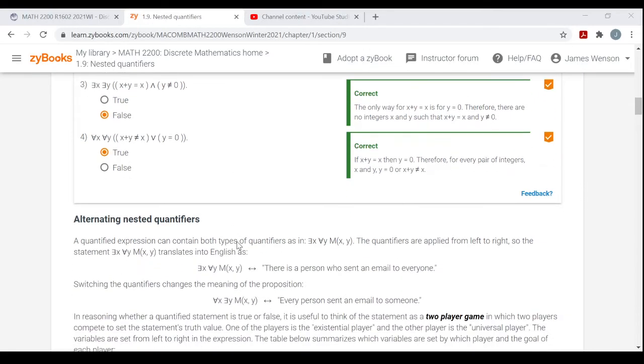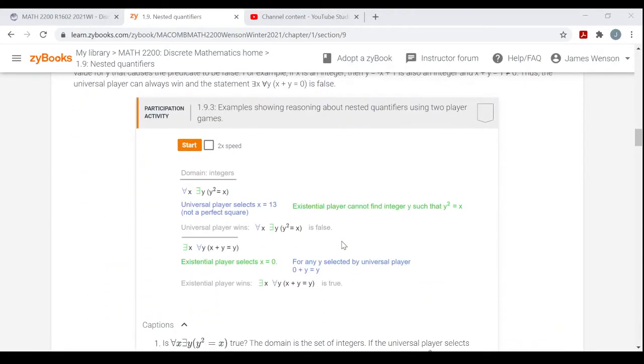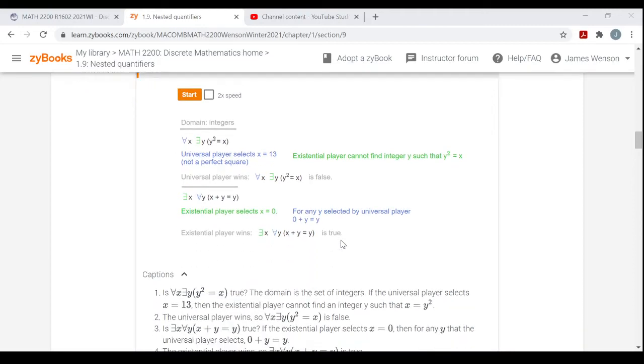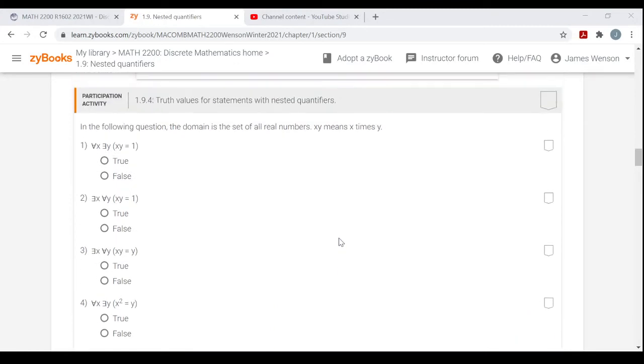Okay. Then you have the part with alternating nested quantifiers. We saw 2 existentials in a row and 2 universals in a row. This is the other way around, a mix of the quantifiers. You could have an existential, then a universal, or a universal, then an existential. You can read through the examples here, and play the animation if you wish, about the existential player versus the universal player. I'm just going to go to the activities and talk about how we look at these.